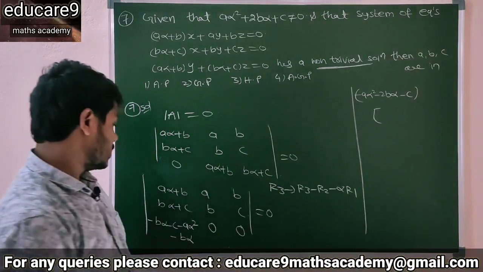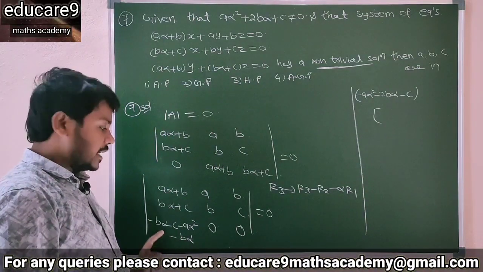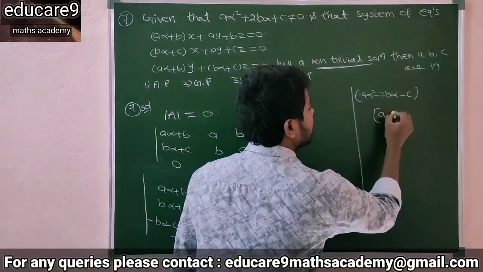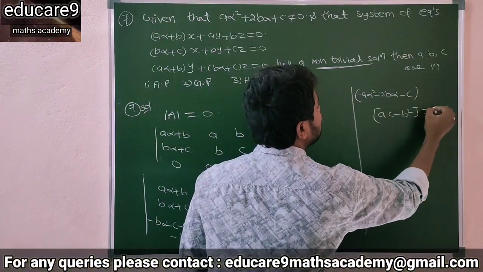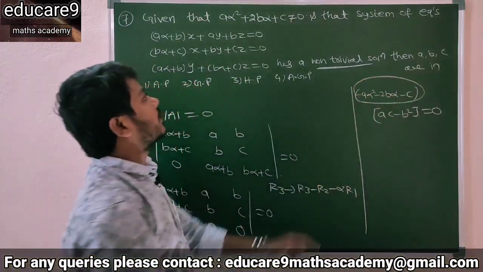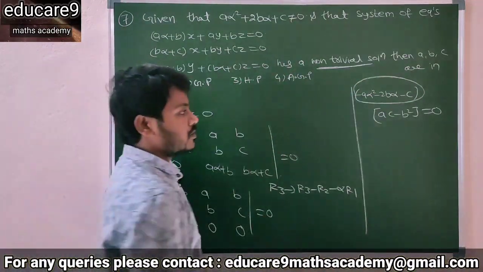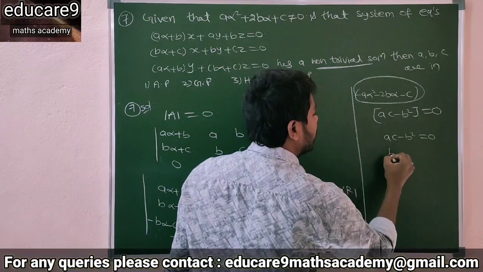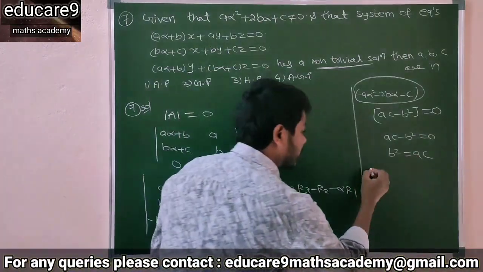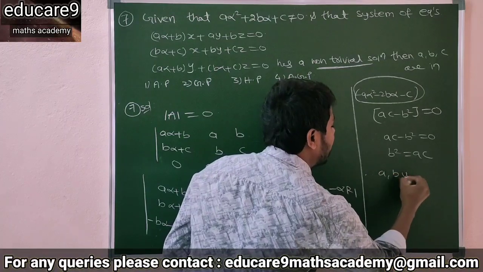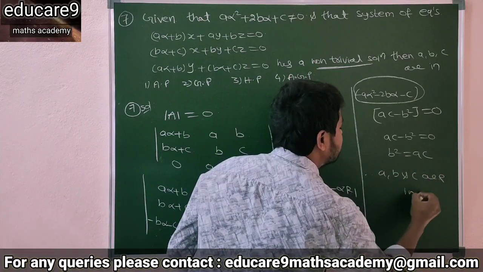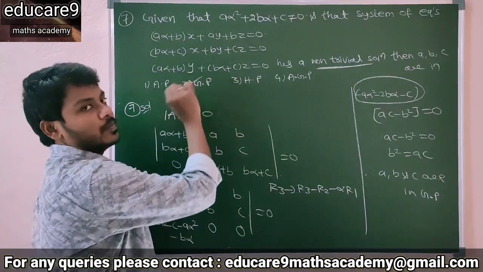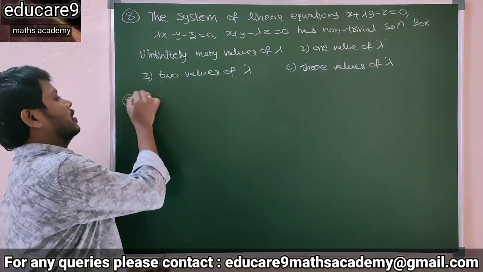into, so delete the corresponding column, corresponding row. You get ac minus b square. So ac minus b square is equal to 0. So given that this is not equal to 0, therefore ac minus b square is equal to 0. b square is equal to ac. So therefore a, b and c are in GP. So clearly option 2. So next see the eighth one.